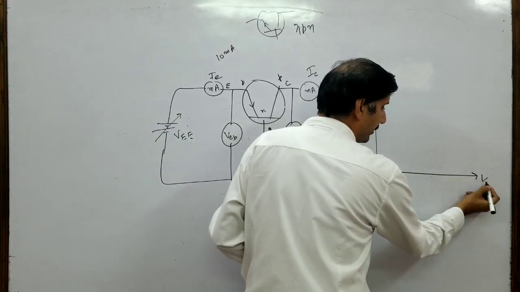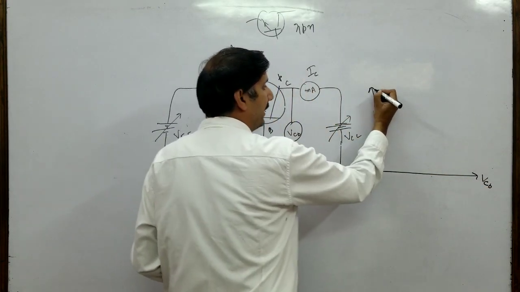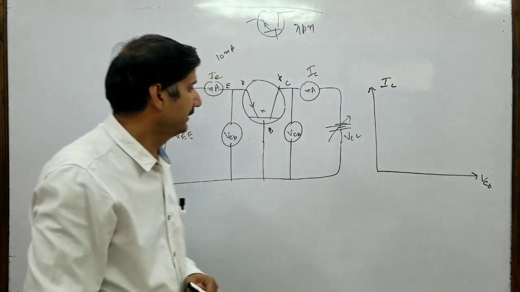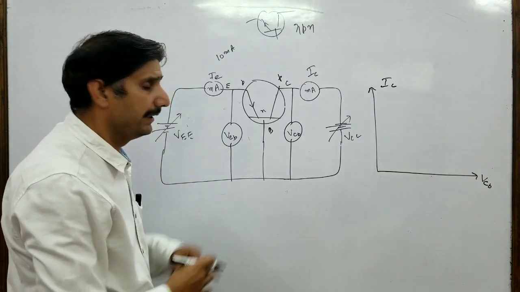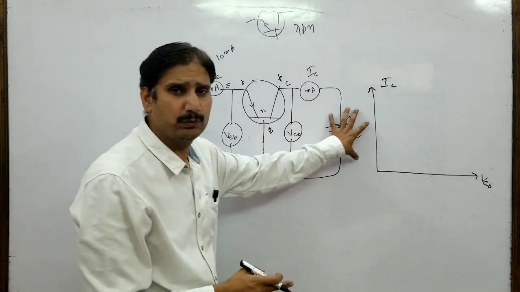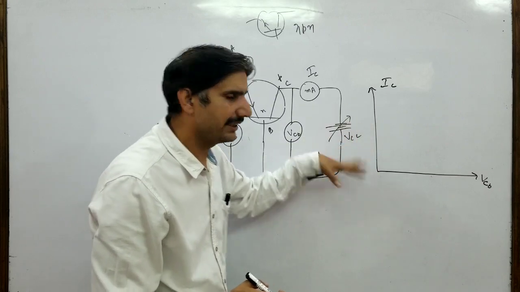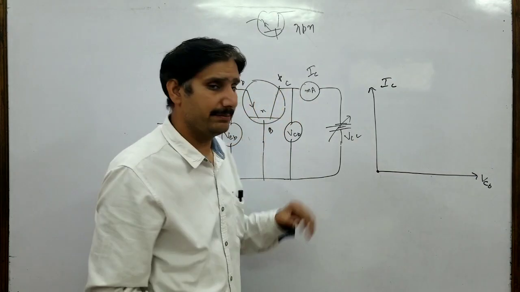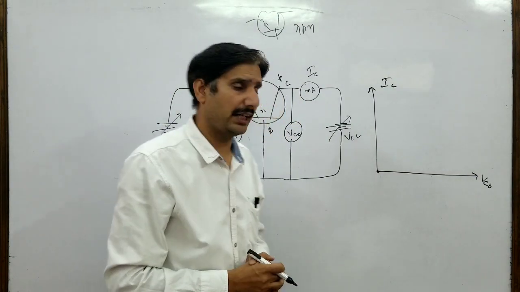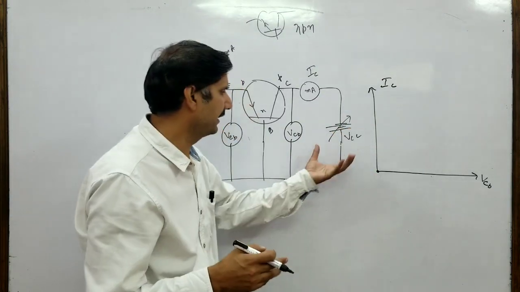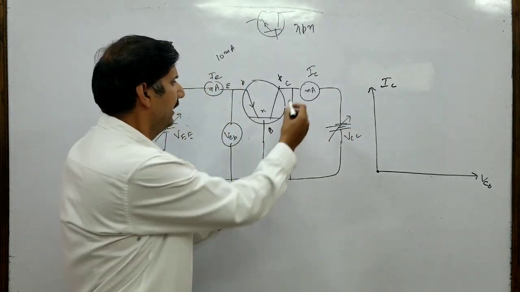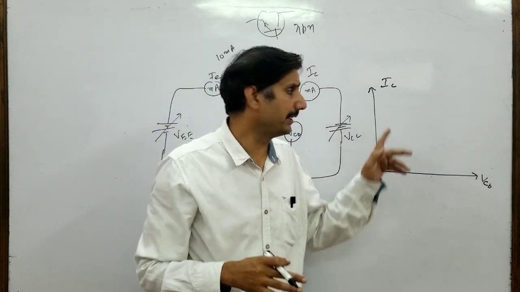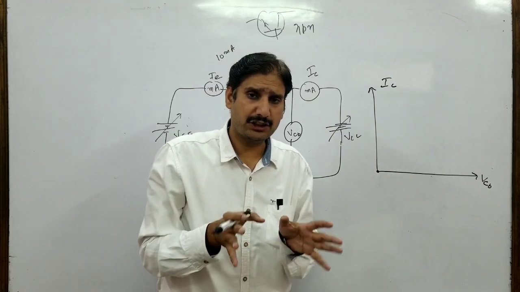Along the x-axis I am plotting VCB, and along the y-axis I am plotting IC. Think of it. Let's say I haven't put any voltage over there and I've short circuited this VCC battery. There is zero voltage. VCB is zero. You shouldn't say that I have short circuited VCC, rather you should say I have short circuited collector and base, assuming that the ammeter has got zero resistance.